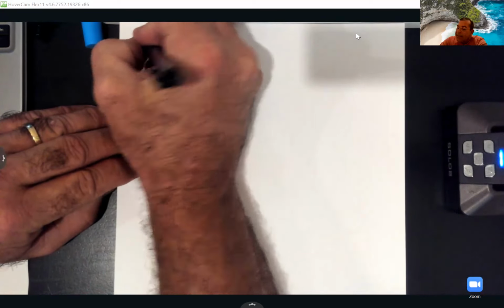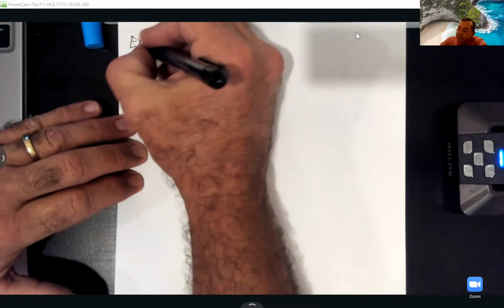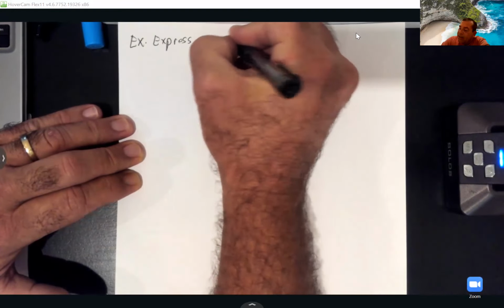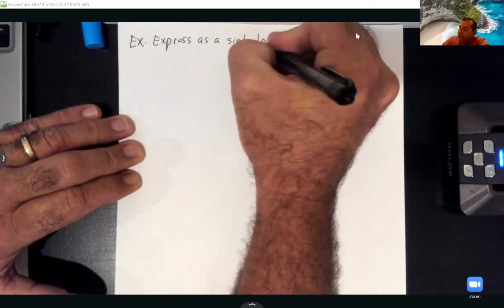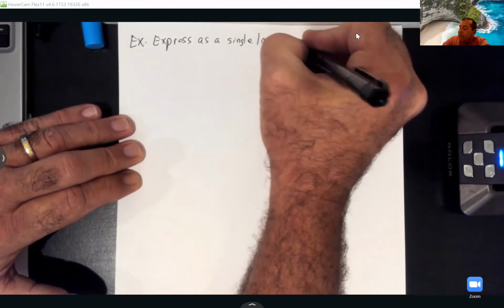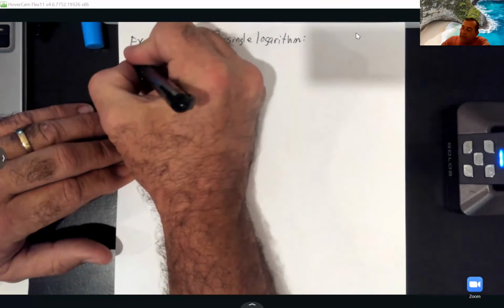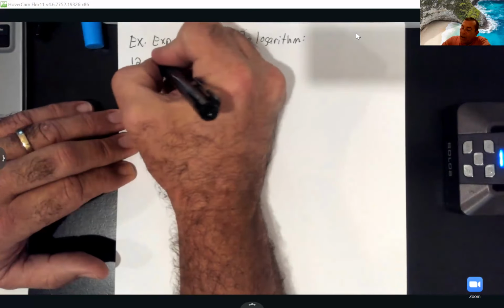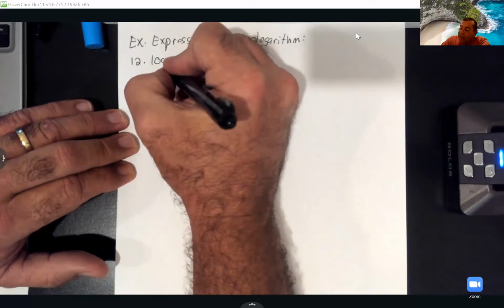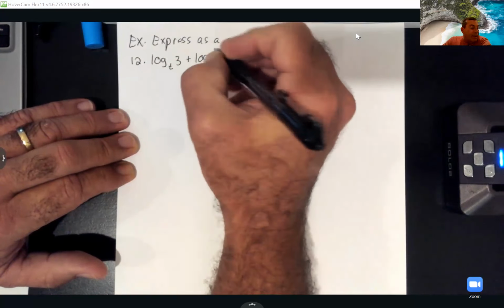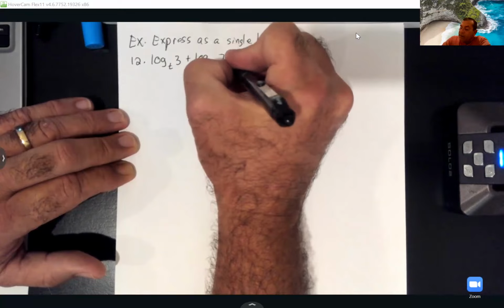So for these last exercises, they want me to take sums and differences and express them as a single logarithm. So we're going totally in the other direction. For number 12, I got a log base T of 3 plus a log base T of 79.